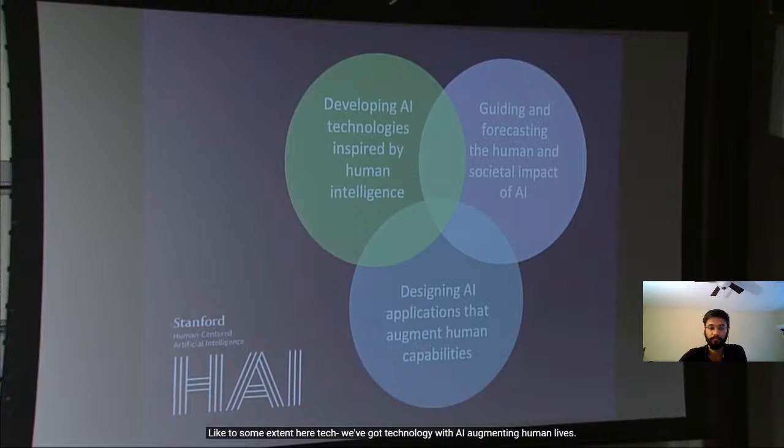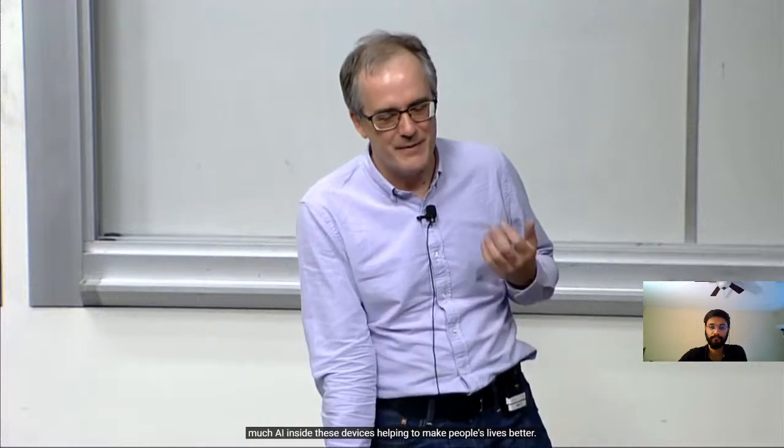To some extent, we've got technology with AI augmenting human lives. All of your cell phones have speech recognition in them now, so that's AI that can augment your lives. But there's a sense in which not very much of artificial intelligence has actually been put into the service of augmenting human lives. Most of what a cell phone has on it is still clever and cute stuff done by HCI people and designers, which is very nice a lot of the time when you're using your map program or something, but we don't really have much AI inside these devices helping to make people's lives better.